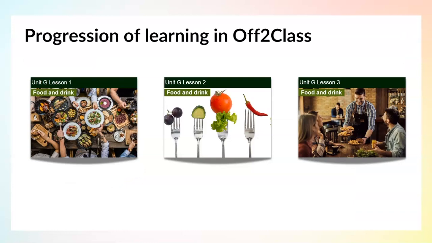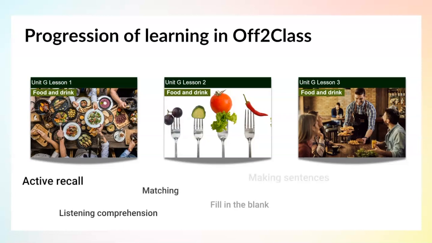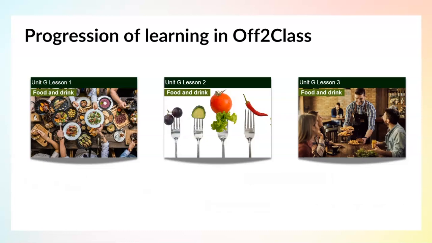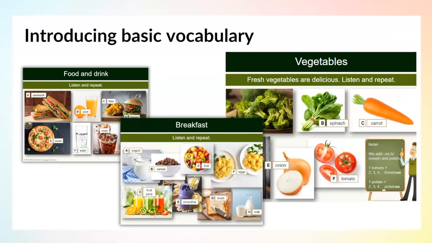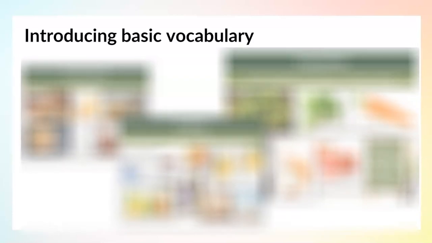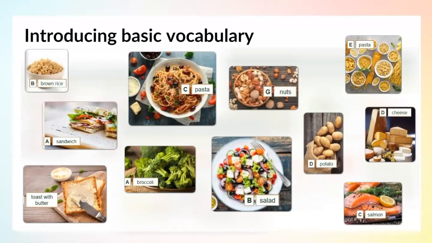Now let's explore how Off to Class builds vocabulary skills through its intentionally designed lesson progression. Each unit offers a wide range of activity types to introduce and reinforce new vocabulary. I'll use the food and drink unit to show some examples. Units typically start with basic vocabulary introduction. Here, we see listen and repeat exercises for various food items, drinks, and meal types, accompanied by clear visuals. This multimodal approach helps cement the connection between the word, its pronunciation, and its meaning.